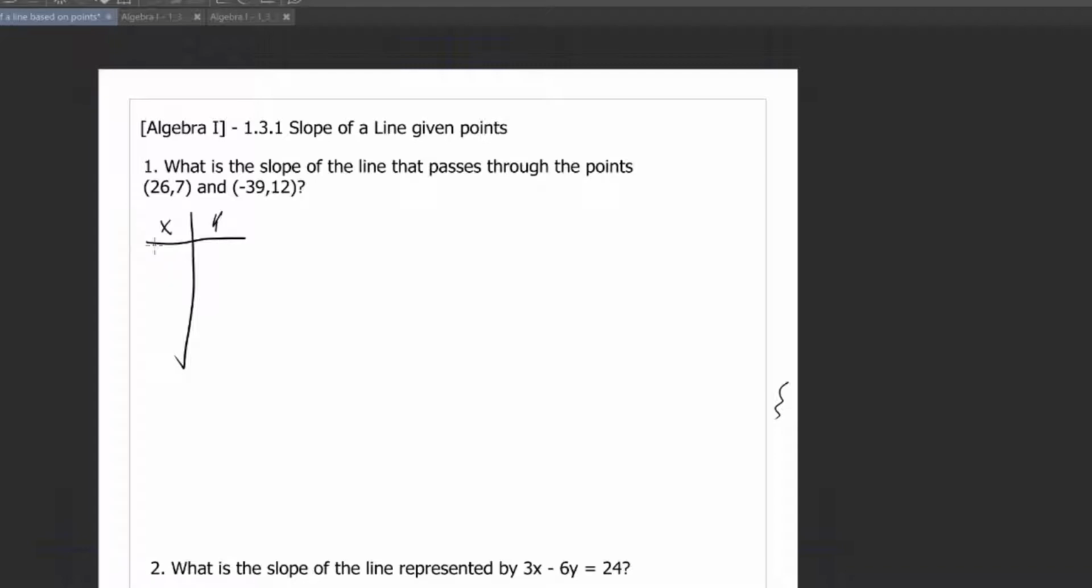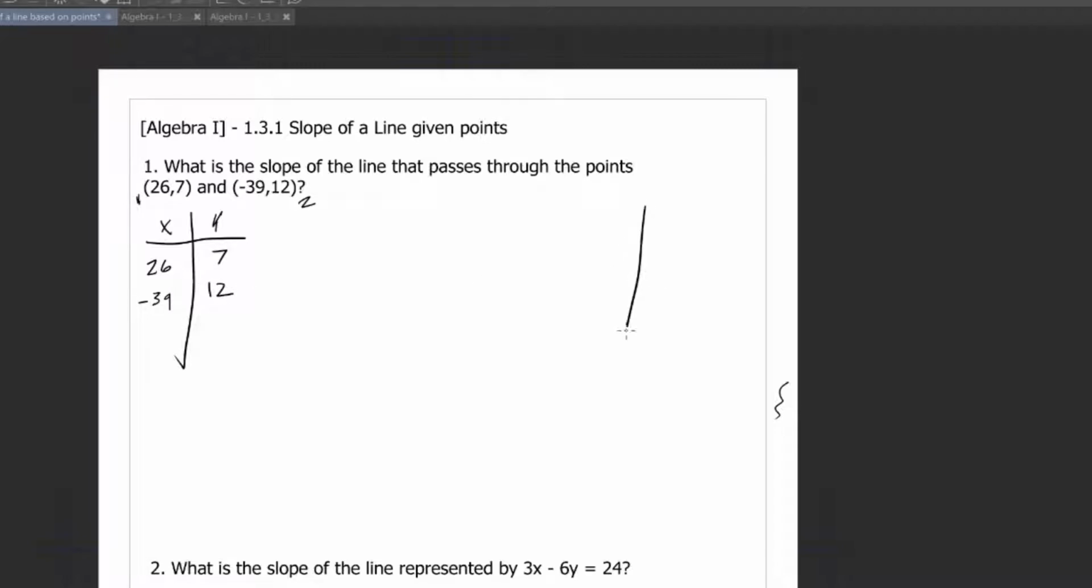So you have an XY table here, and you have 2 points. We'll reference the first one as point 1, and the second one as point 2. X equals 26 when y equals 7, and then x equals negative 39 when y equals 12.